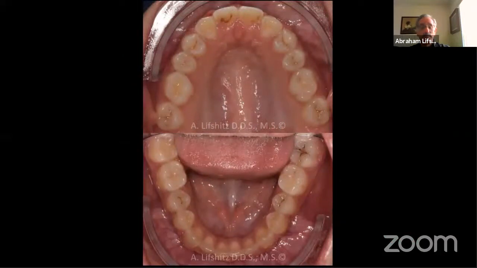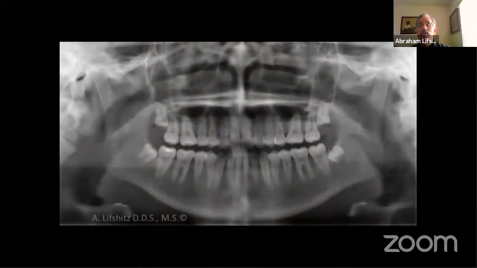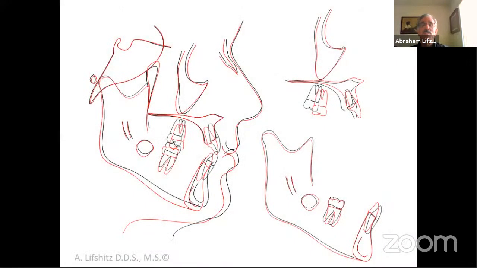So here are the views. Here's the panoramic X-ray. Here is the lateral X-ray with the measurements, and here is the superimposition. In the superimposition, we can see that we did change the position of the lips. So the lips went down and back a little bit.